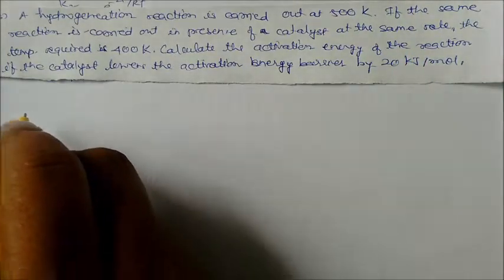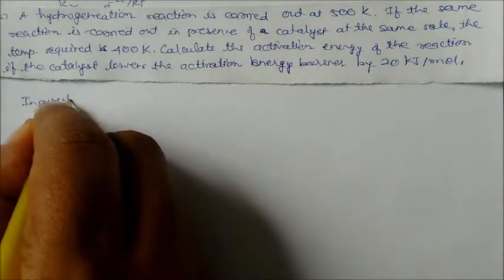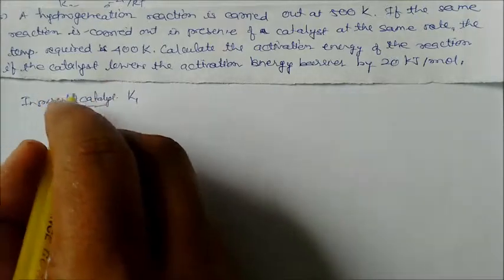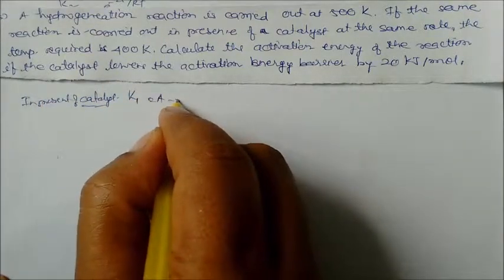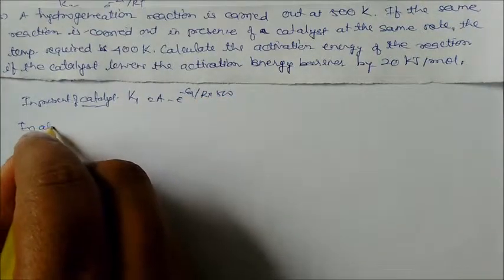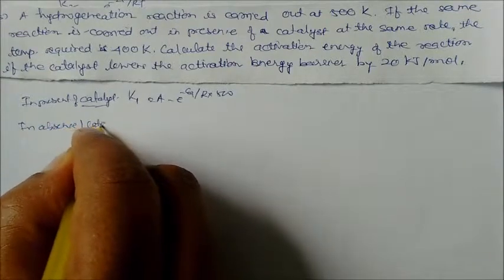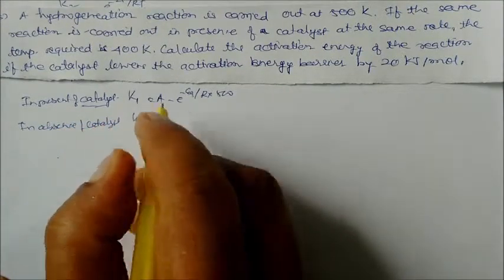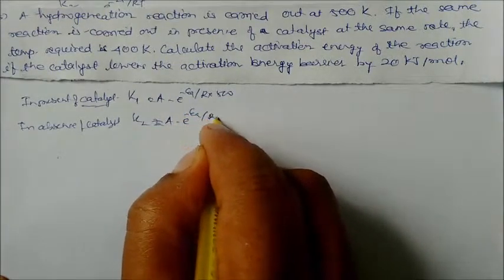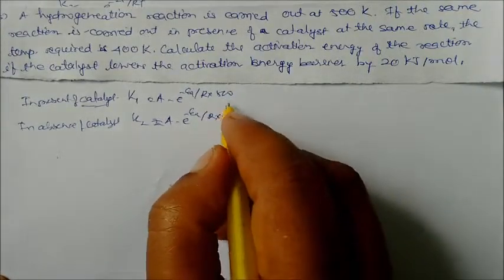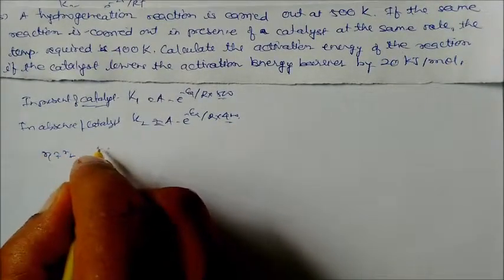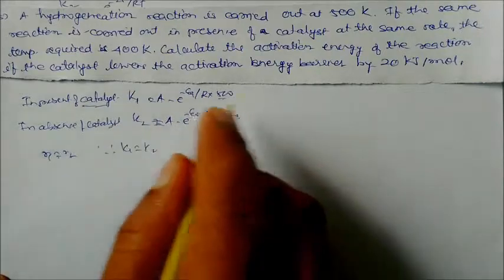So in the presence of a catalyst, what is the rate constant? It is K1, because a catalyst will change the rate constant. So K1 is equal to A e to the power minus EA by R into 500. Now in the absence of a catalyst, K2 will be A e to the power minus EA by R into 400. The temperature is different, one is 500 Kelvin, one is 400 Kelvin. Now the rates are equal, R1 is equal to R2, so K1 is equal to K2.